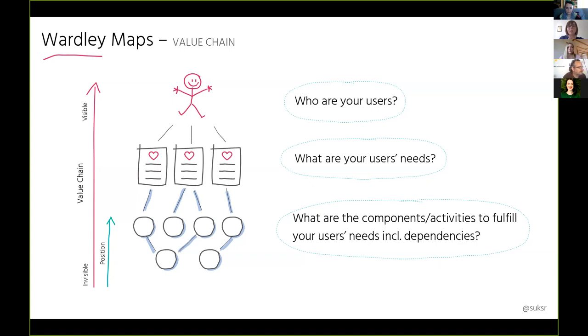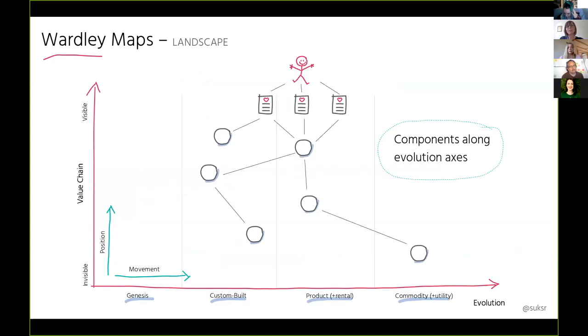And after we have defined the value chain, including the dependencies and the position, we take this value chain and plot it along an evolution axis, going from left to right, going from genesis with brand new things that had never happened before and never existed before, then custom build, and product and rental, for example, open source software and off-the-shelf products, and commodity and utility. And the movement of a component from left to right is determined by its stage of evolution.